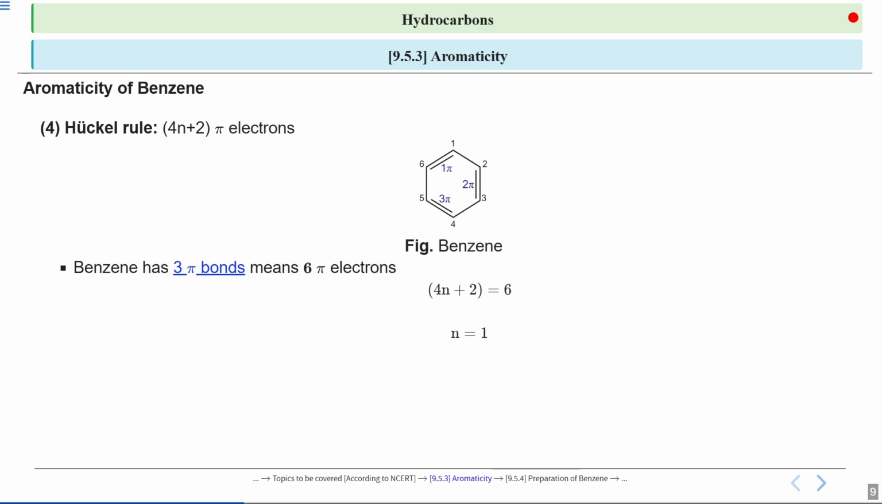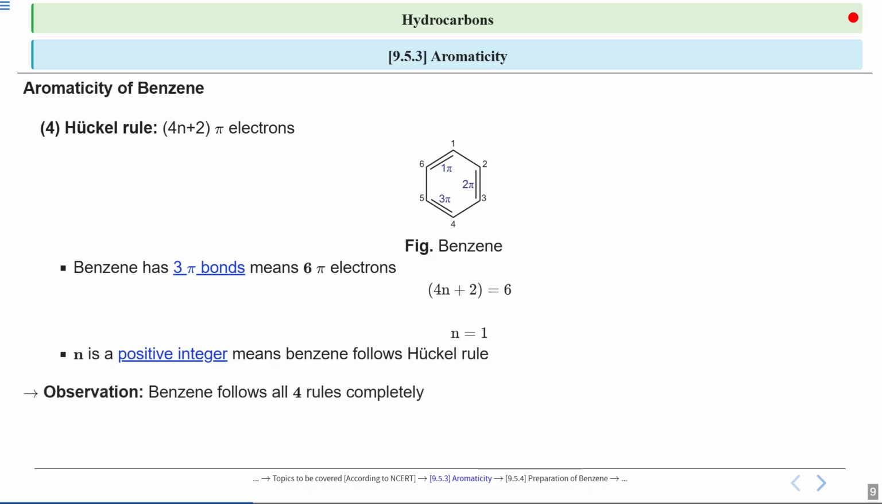If you look at benzene, it has 3 pi bonds. That means 6 pi electrons, where 3 pi bonds are donating 2 electrons each. Plugging this into the Huckel rule gives us the value of n equal to 1. So 4n plus 2 equals 6, then n equals 1. This calculation shows that benzene meets the numerical requirement for aromaticity because n is a positive integer here. Therefore, the benzene ring is following all of the four rules, including the Huckel rule. This confirms that benzene is aromatic in nature.